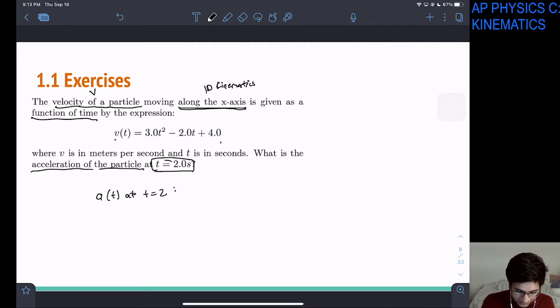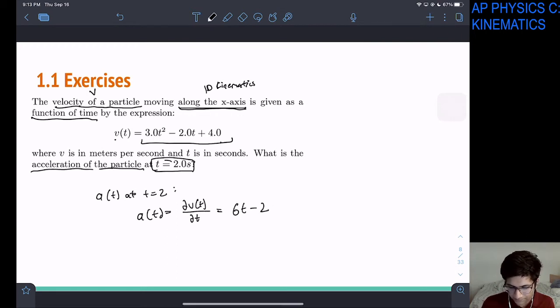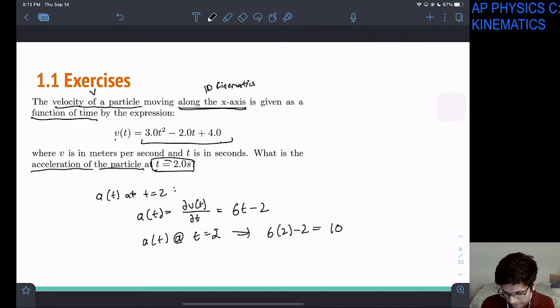At t equal to 2, acceleration is the derivative of velocity with respect to time. We do our derivative and we get 6t minus 2. That's our general acceleration formula. Now we want it at t equal to 2, so a of t at t equal to 2 gives us 6 times 2 minus 2, which is 10. What's our unit?